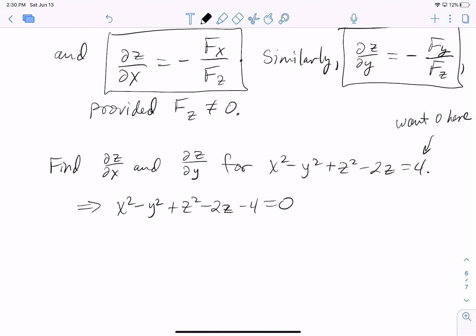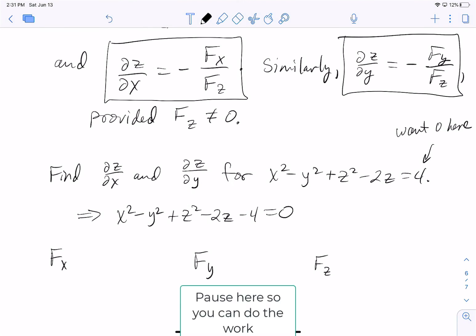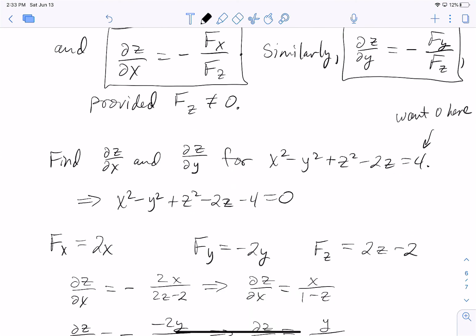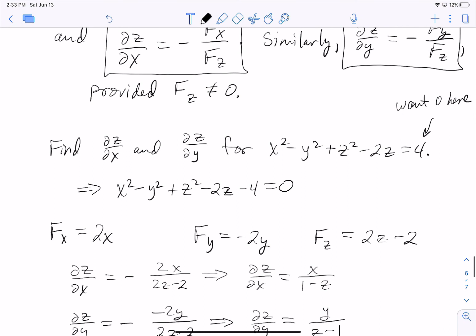Well, folks, we need the partial of f with respect to x, the partial of f with respect to y, the partial of f with respect to z, and to put them together. So, pause the video and do it. Come back when you're done. Right about now, you're probably thinking, please put this on the test, right? Anyway, the partial of f with respect to x is going to be 2x. With respect to y is going to be negative 2y. And with respect to z is 2z minus 2.